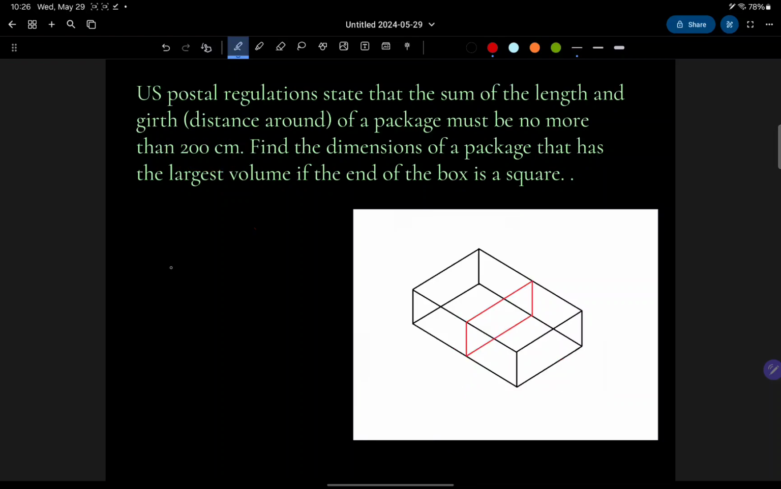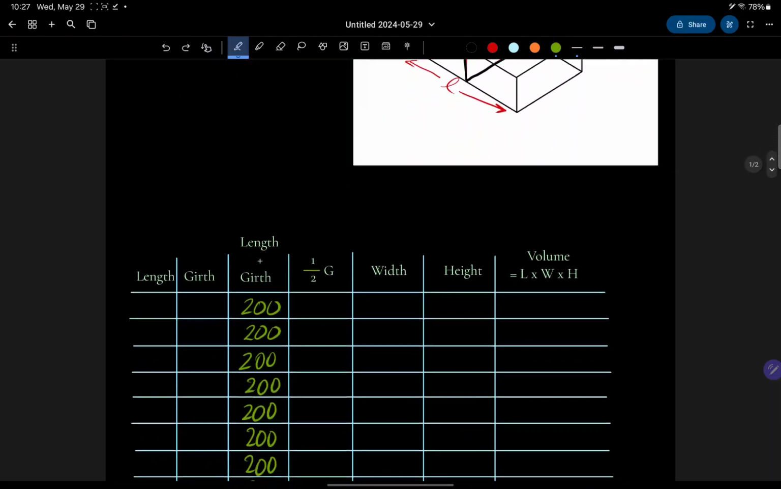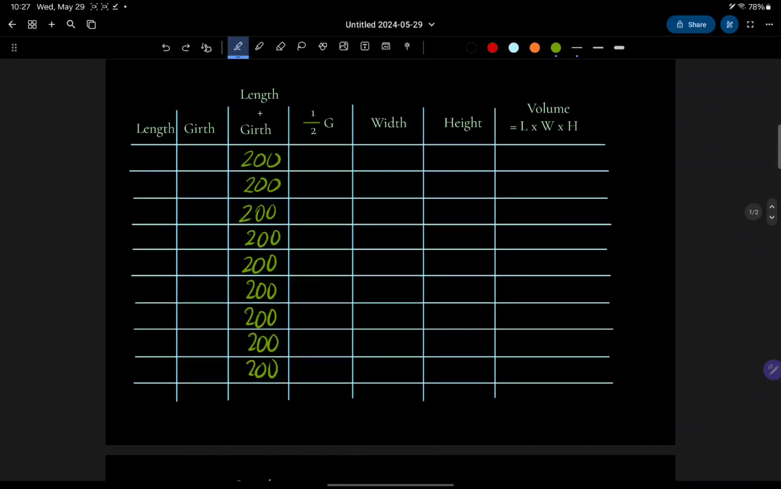First, let's just start writing an equation for the length and the girth. The length plus the girth together should equal 200 centimeters. That's the length, which is the distance from here to here. And then the girth is the distance around the box. So this distance plus this all the way back to where we started. That's the girth of the box. So now with this information, the length and the girth total 200, prepare the table right here, which shows that the length plus the girth are always equal to 200. No matter what the length or the girth are, together they're 200.